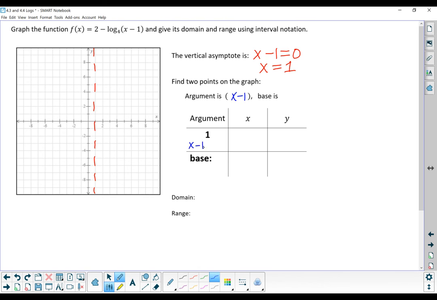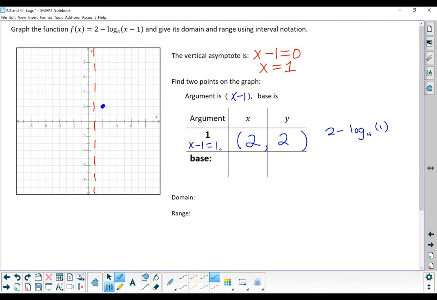Well, the argument is equal to 1 if x is 2. So we're choosing 2 as our x value. So then if we sub in 2 for x, it's 2 minus log base 4 of 1. Well, log base 4 of 1 is 0, so this is 2 minus 0. So that's the point, 2, 2.